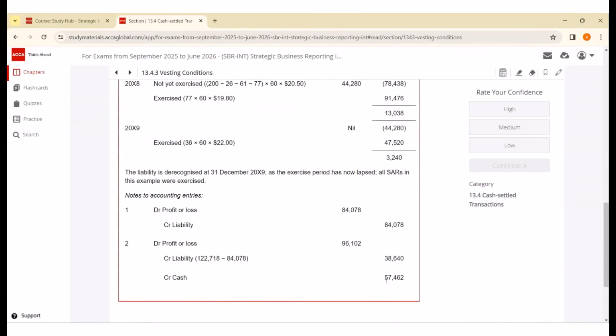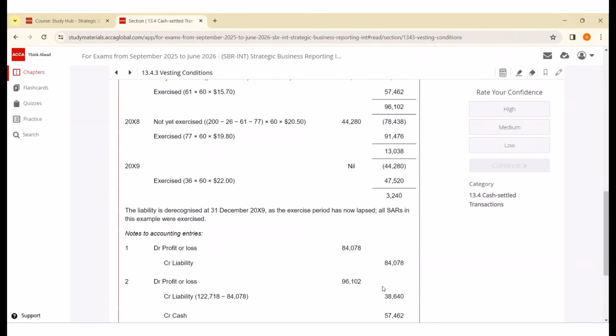Here you have the double entries also, which are going to be passed for the recognition of cash settled share-based payment transactions. This is all with our discussion with respect to Study Hub for the cash settled share-based payment transactions and equity settled share-based payment transactions. Now let's move back to the presentation and continue with the learning of concepts.